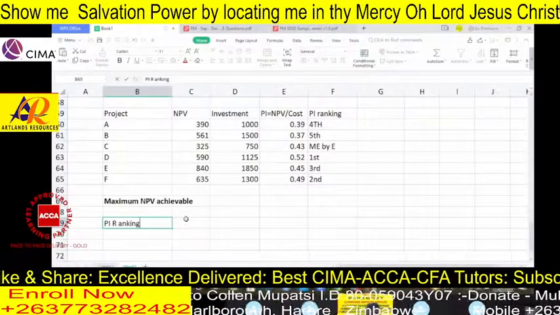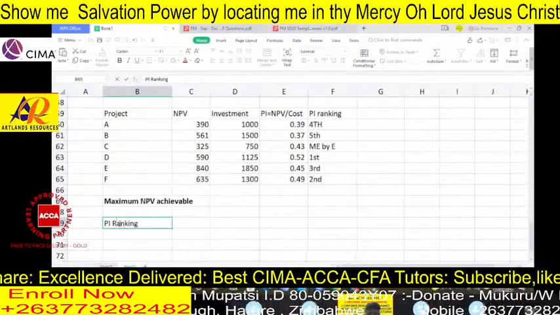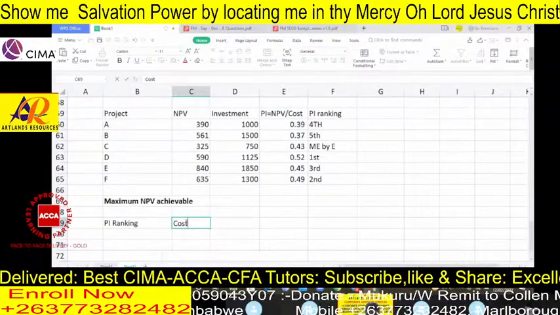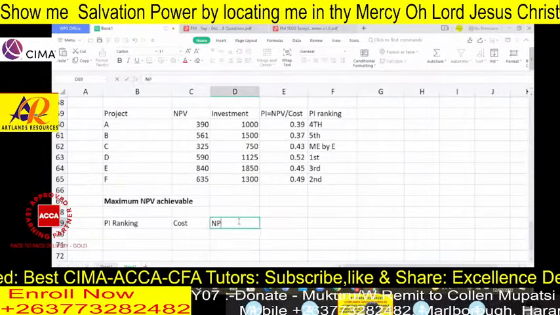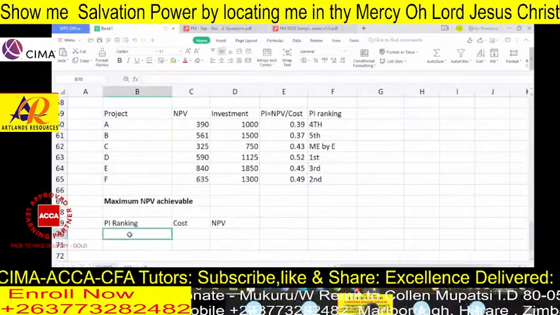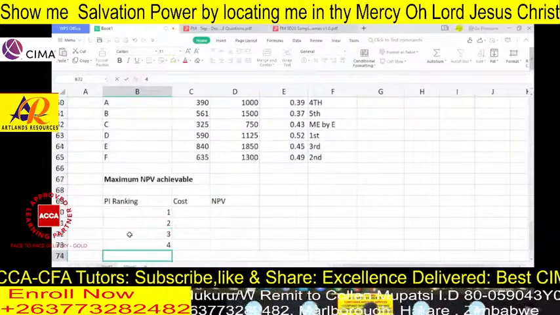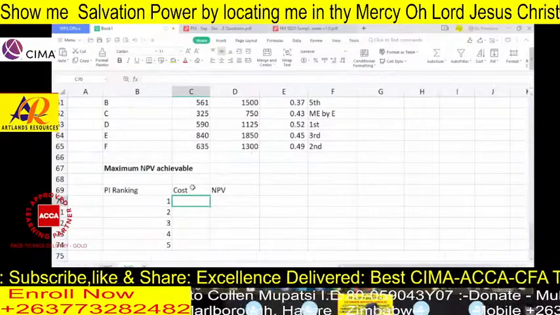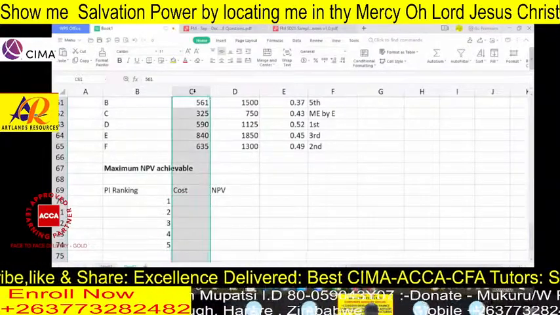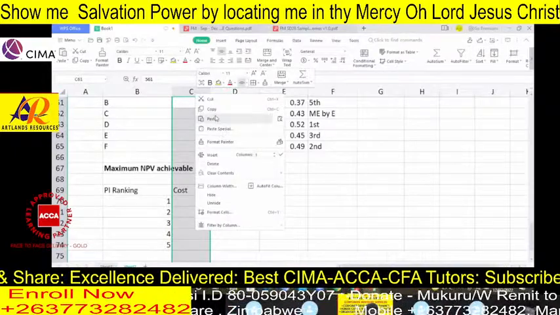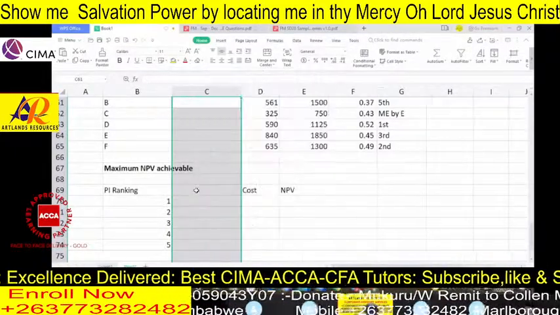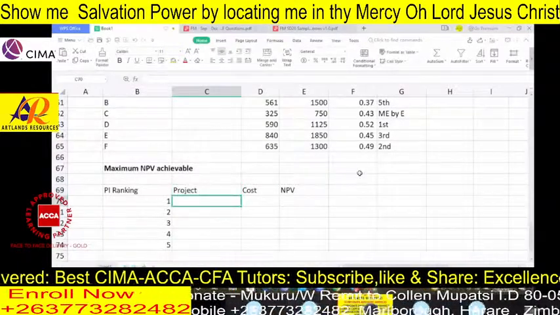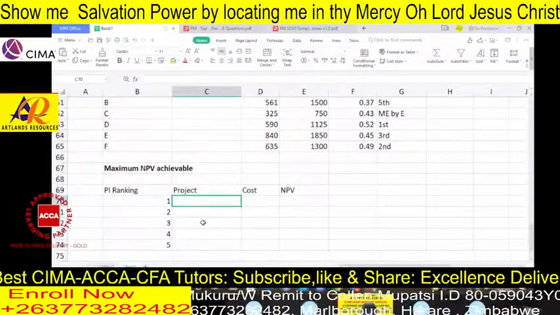So PI ranking, there you have it. PI ranking, and then you have got cost, and then you have got NPV here. So it's a matter of saying first, second, third, fourth, fifth. We have got 55 of them. And then the one with 50, I omitted a line. It should read PI ranking, and then it should say project to make some sense. So that if I say which one is first, I would say D.